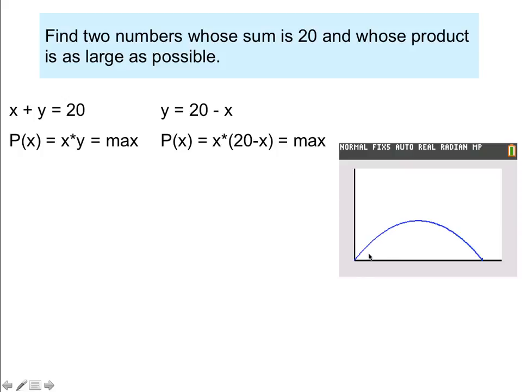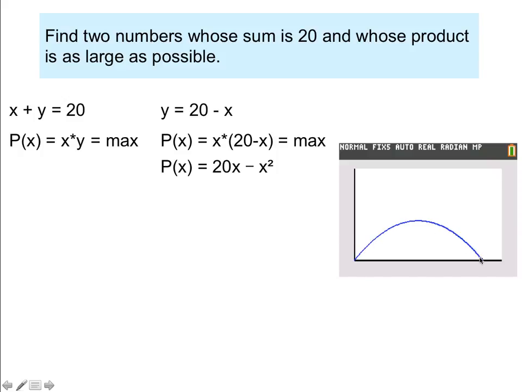So here's my product function. Here it's graphed. So if we distribute the x, we get 20x minus x squared. So we can see that this function again is a parabola that's upside down. So it's going to look like this. And again, I have not labeled the numbers on my axes, because I want to find the answers analytically. I just want you to see the basic shape.